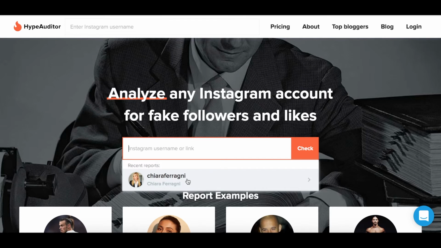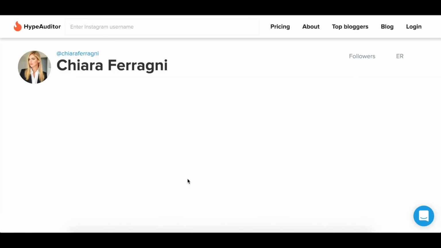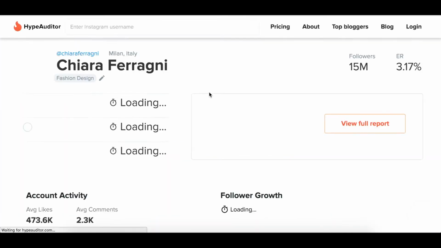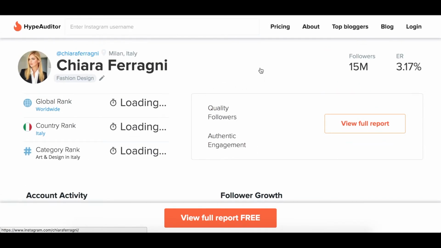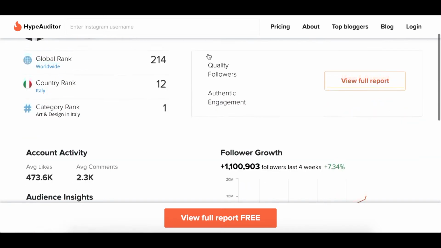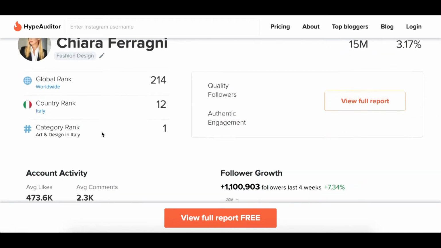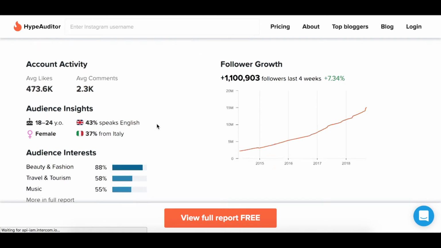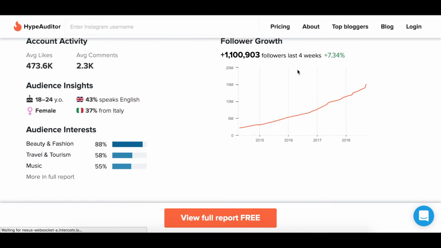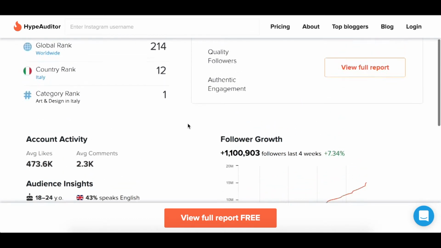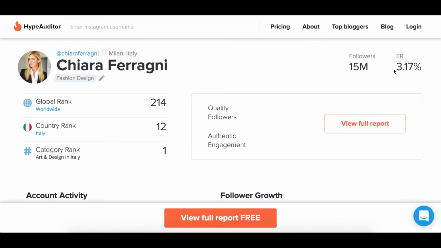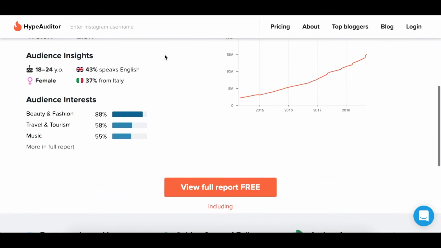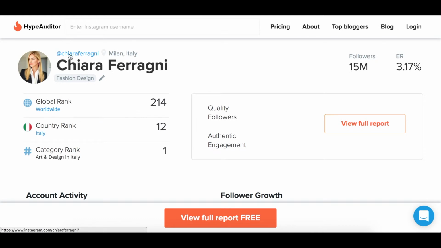Just now I was searching up Chiara Ferragni, who is quite big in the fashion niche, and these are her stats. Hype Auditor gives you all the information: her rank, her audience insights, her interests, as well as her follower growth. You can clearly see how many followers she has, but that doesn't matter to us. You can see her average engagement likes and engagement rate right here, 3%, with 15 million followers. All of this is given free with Hype Auditor.